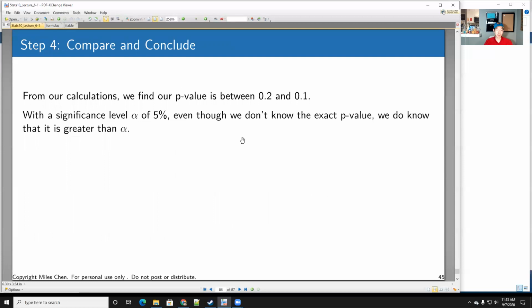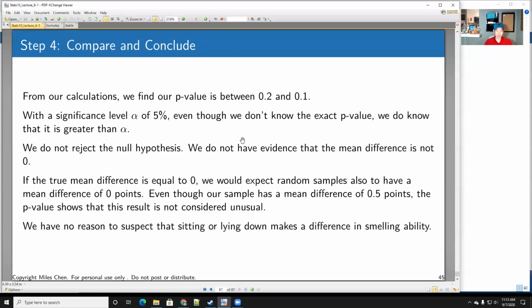We don't know what the exact p-value is, but we know it's more than 5%. So we don't reject the null, and we have no reason to suspect that sitting or lying down makes a difference in smelling ability, which is the same conclusion that we came to with the confidence interval. The confidence interval had 0 between the ends of the interval, so we had no evidence of a difference. When we carry out the hypothesis test, we come to the same conclusion that we don't have evidence that sitting or lying down makes a difference in smelling ability.